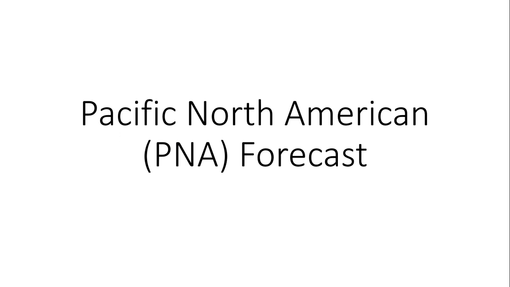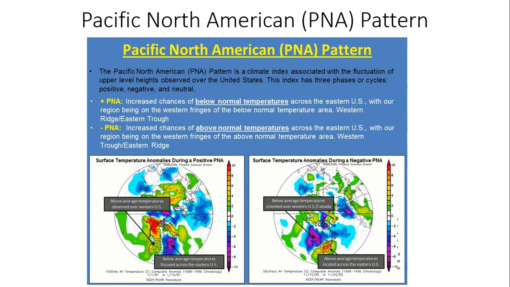Now what about the Pacific North American forecast? With this particular teleconnection, with a positive PNA, that would be on the bottom left. You get increased chances of below normal temperatures in a trough in the eastern United States. That polar front jet tends to form a ridge, higher heights out west, and a deepening trough downstream from that ridge. And that results in below normal temperatures in the eastern U.S. and above normal temperatures in the western U.S.